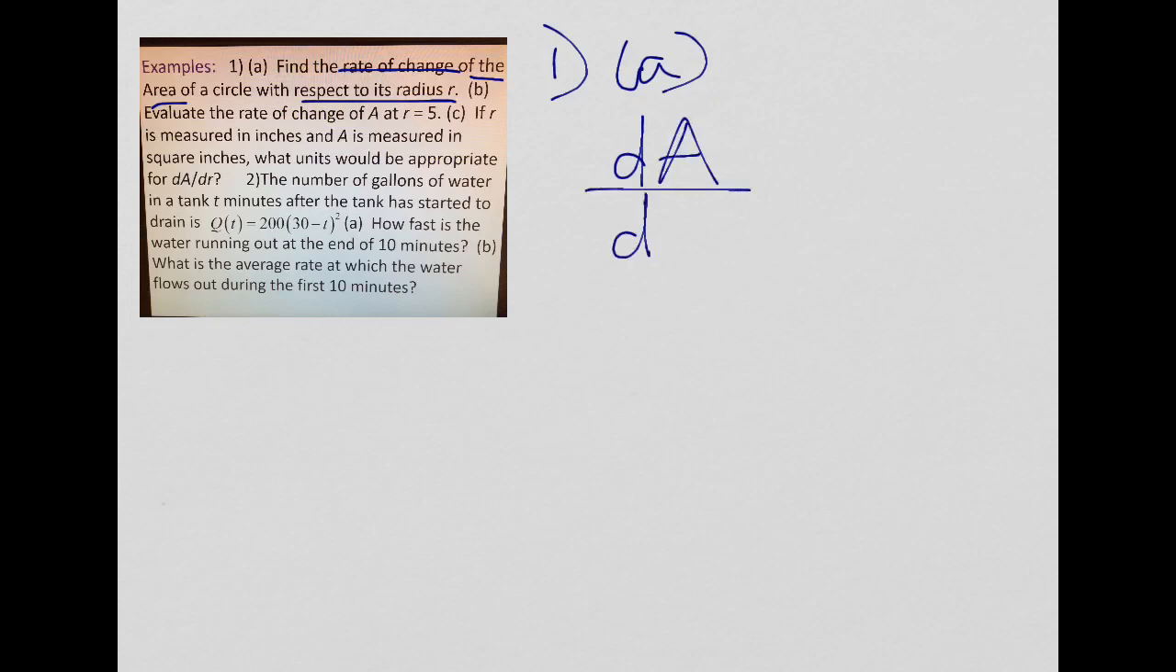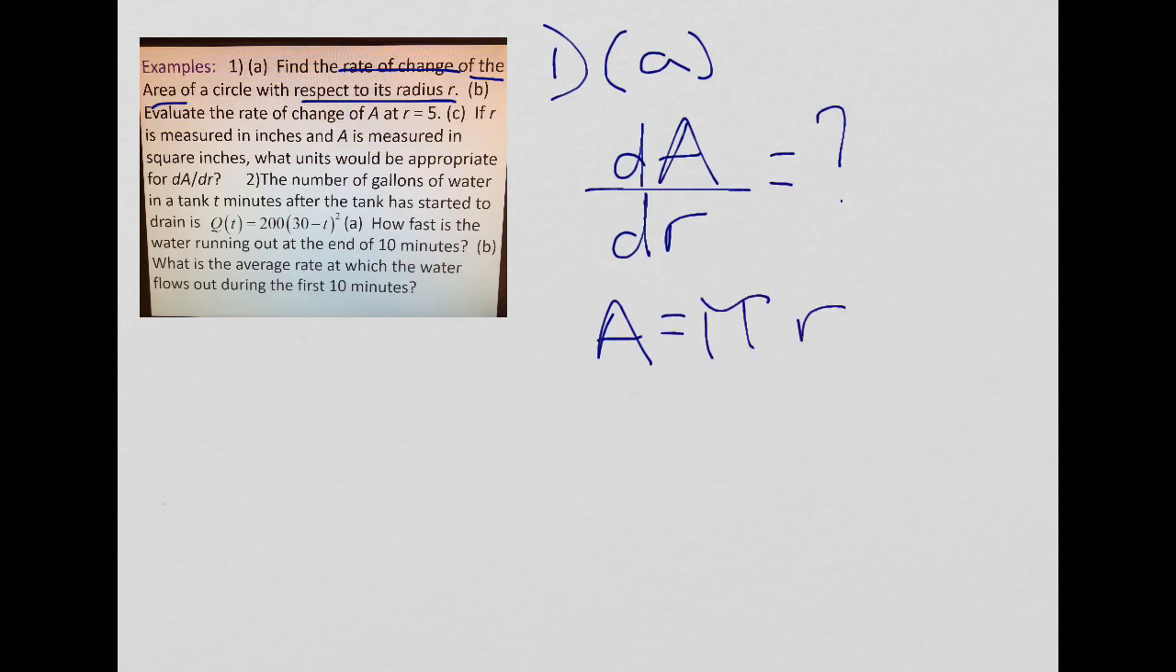Okay, so if it says rate of change, as it says here, that means we're looking for the derivative of the area with respect to its radius r. So in part A, we need to find the derivative of the area of a circle with respect to the radius r. Okay, so let's talk about area of a circle. Area is pi r squared.